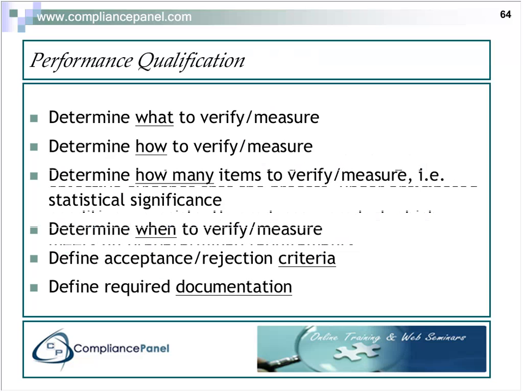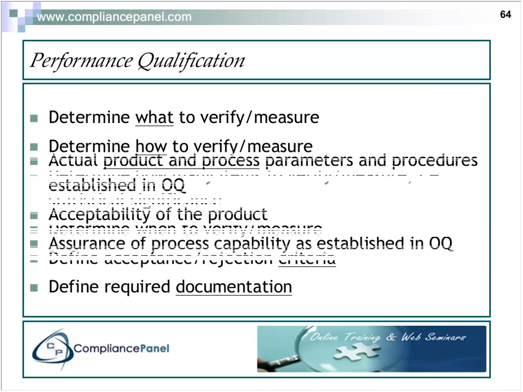Again, on entering this phase, we need to understand what to verify or measure, how to verify and measure. What we're talking about here is outputs of the process so that we can demonstrate that we have met the requirements of PQ. Again, what should our sample size be? When do we verify and measure? We want to define our acceptance and rejection criteria and define what documentation is required. Same as before.